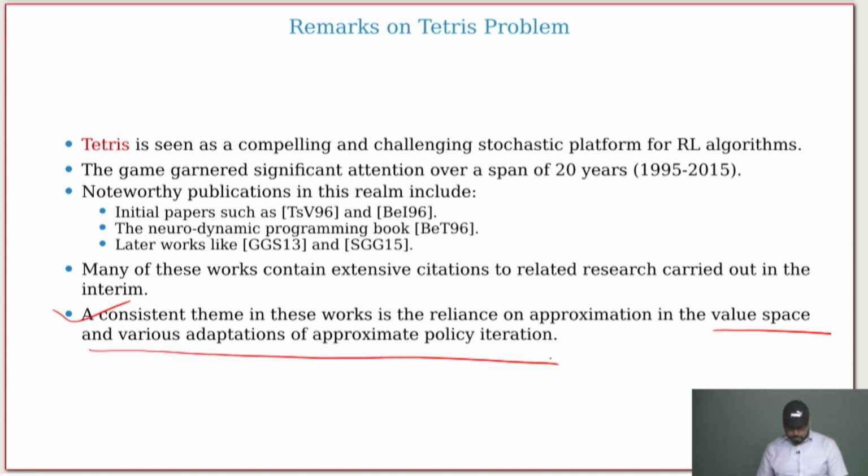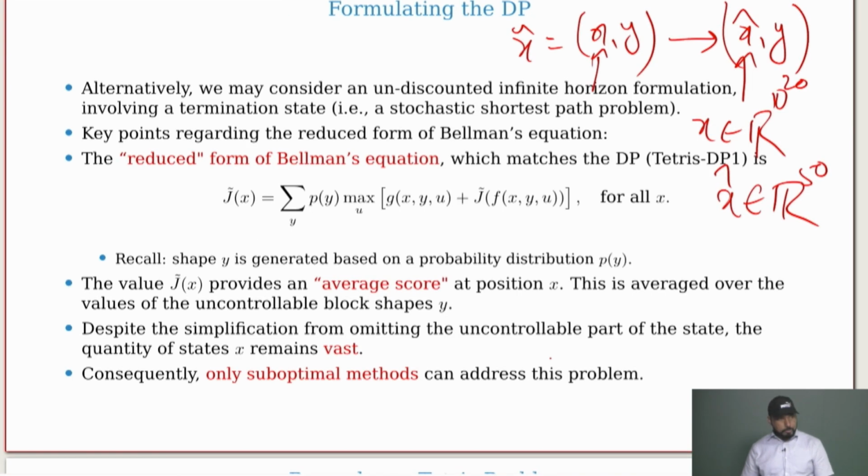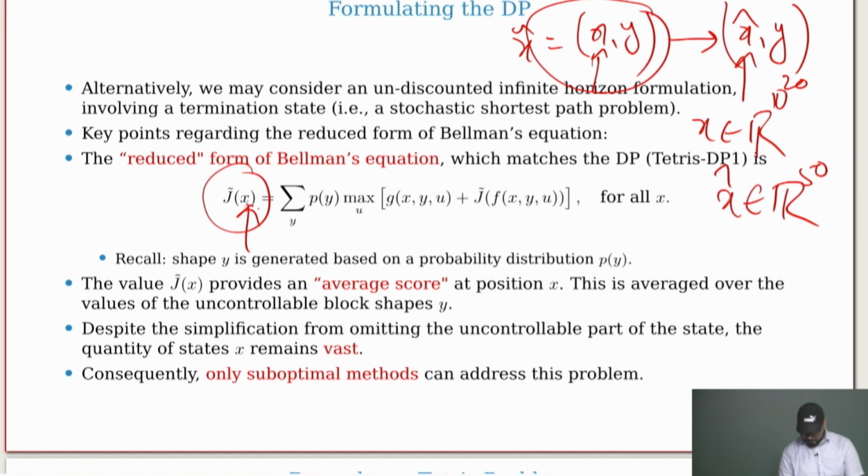So this is approximation in the value space. Essentially it's because the state dimension is very big, and the value function J depends on this x, which is very high dimensional. So you cannot really estimate this for all x. You need some neural network to do an approximation of the cost. Okay, so this is what it means by approximation in the value space.